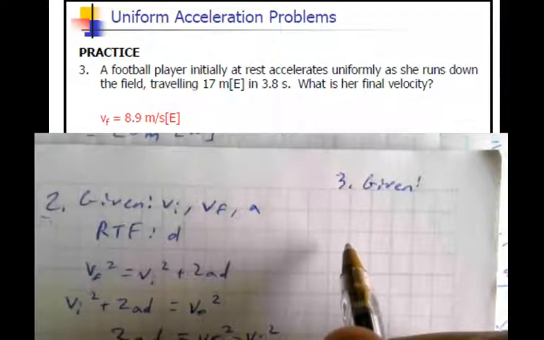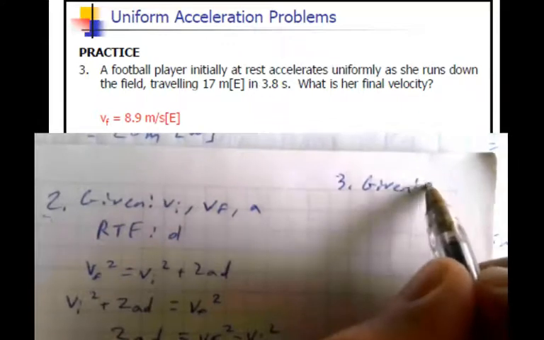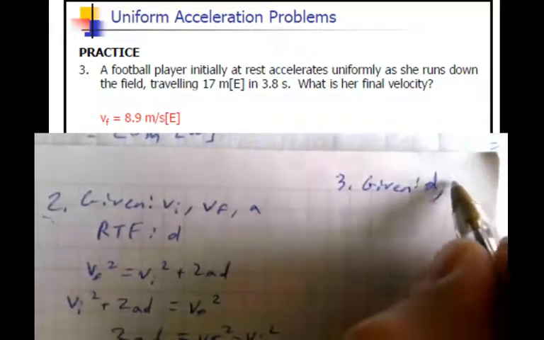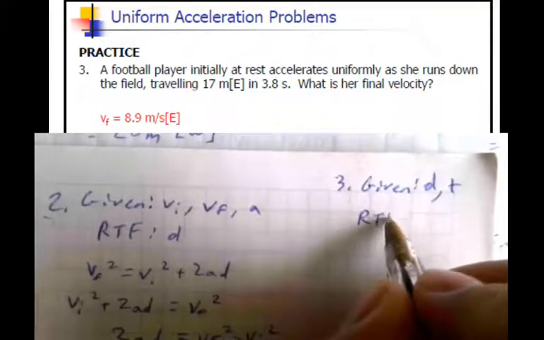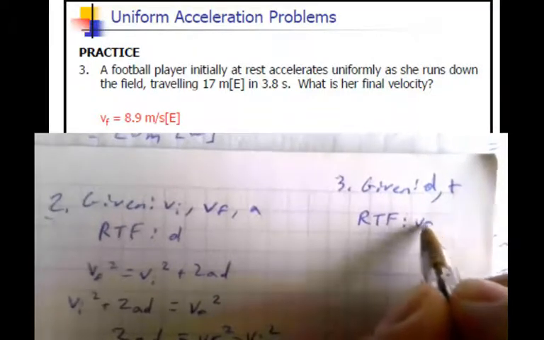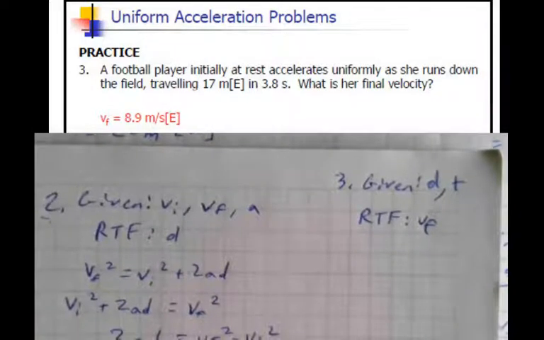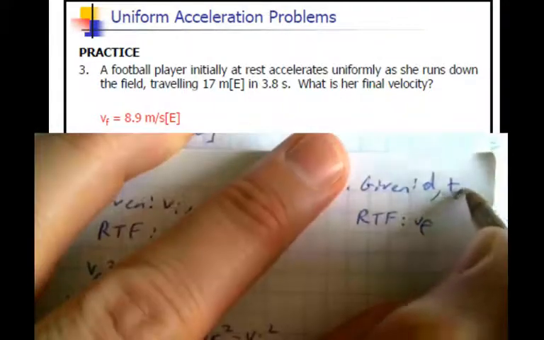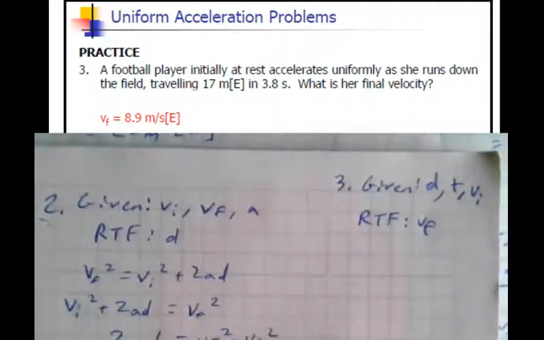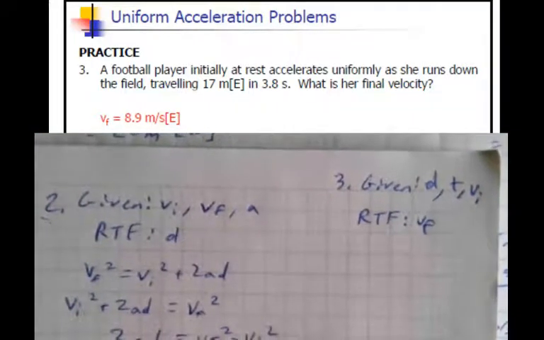When I write down my given information, I have a displacement. I have a time. I'm required to find the VF. But what else do I have? I don't have acceleration. It doesn't appear that I have initial velocity. Although, reading the question again, I see that it says she's initially at rest. So I do actually have a VI. In this case, the VI is 0.